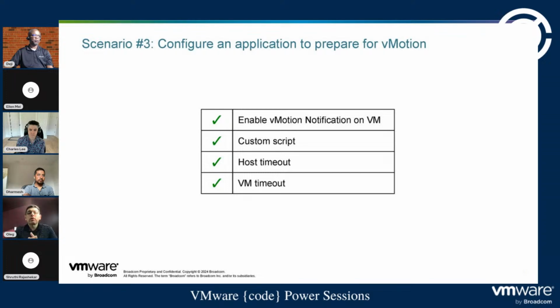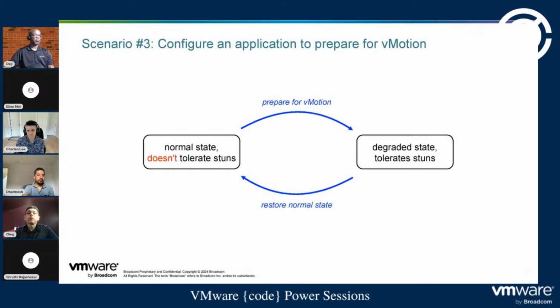Now, let's talk about a more complicated scenario, how you actually prepare an application for vMotions. And you already know how to enable vMotion notifications on the VM. You would write a slightly different custom script, and later we'll talk about setting host and VM timeouts. Two things you'll be doing in the custom script are that you need to prepare for vMotion, and then you need to be able to restore the normal state once the vMotion is done.